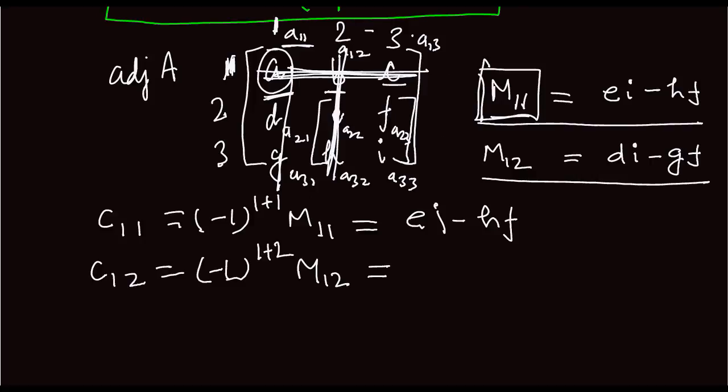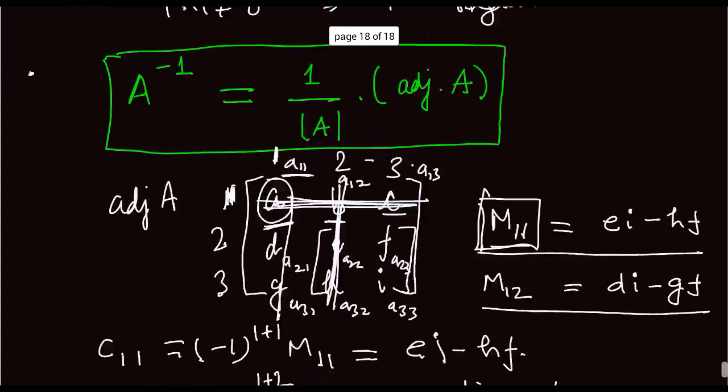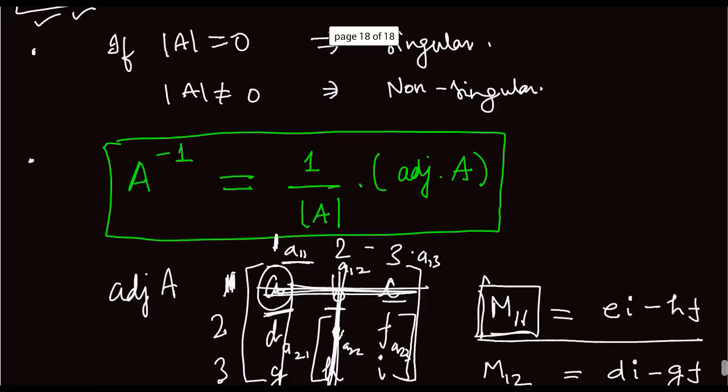this will be a negative sign, so (-1) to the power 3 is negative 1, minus of that is minus of di minus gf. So simply you can calculate every Cij, and then you can make the matrix, and we'll take the transpose to get the adjoint of A, or C you can say. So the adjoint of A you can calculate like this, and now the formula for inverse is this.